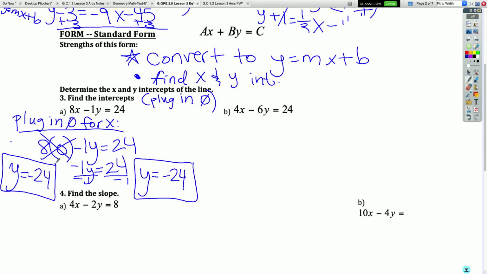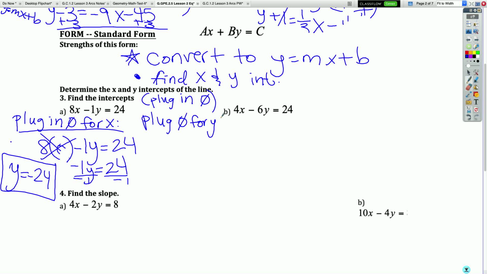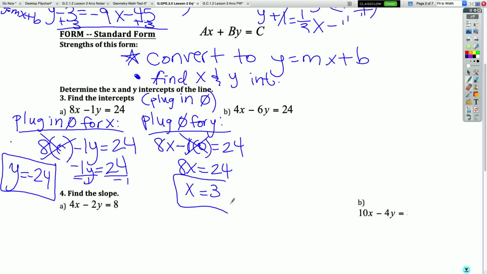So I'm now going to plug it in for what variable? We already plugged it in for x. We're now going to plug it in for y. So now we're going to plug in 0 for y. So wherever I see y, I'm now going to plug in 0. What happens to -1 times 0? 0. Just 0, so I'm left with 8x equals 24. So what would be my last step there? Divide by 8, so x equals 3. Okay, I'll pause here and let you guys find the x and y intercepts for the next one.